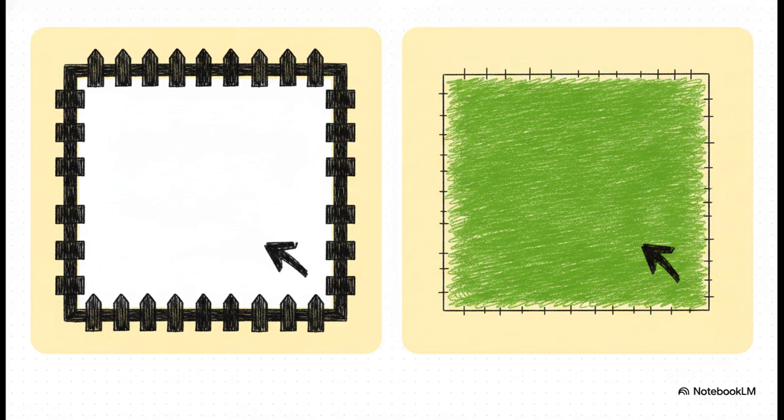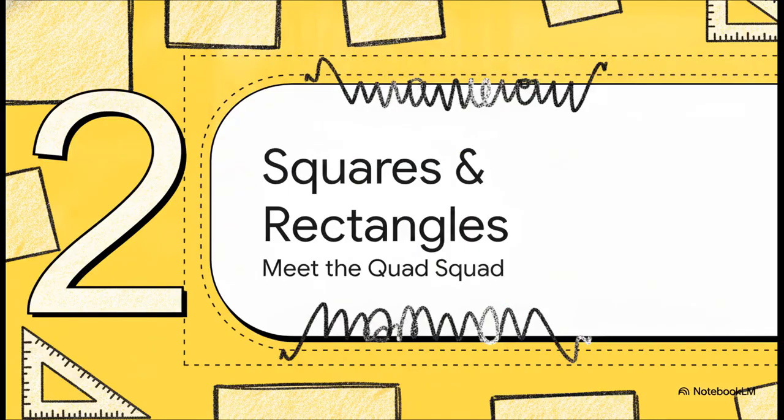Imagine a yard. The perimeter? That's just calculating the total length of the fence you'd need to build around the outside. You just add up the outer edges. The area, on the other hand, is the grass. It's calculating the total amount of space that fills the inside of that shape. So fence on the outside, grass on the inside. Got it? Awesome. Moving right along to Section 2, measuring squares and rectangles.